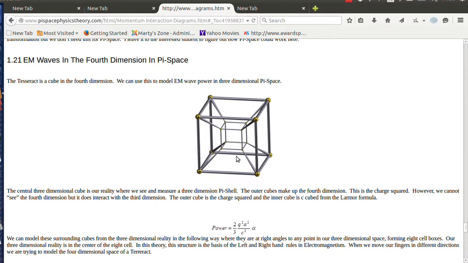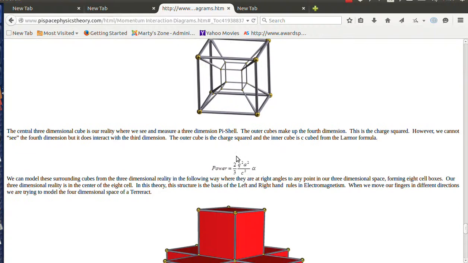Now, how do I make that assumption? Well, if you look at the Larmor formula, it's q squared a squared divided by c cubed. If you square the charge, you get a four dimensional result. Area is itself squared, so it's four dimensional. So when you see a formula that has q squared, in PySpace, essentially you're talking about a tesseract.